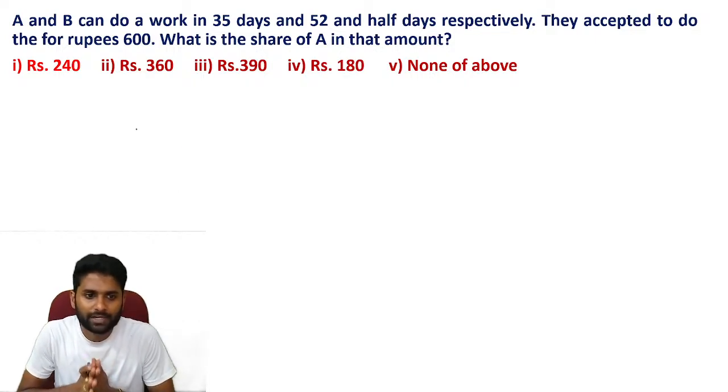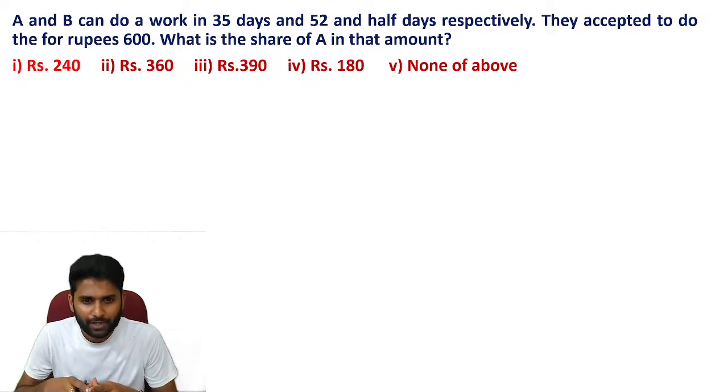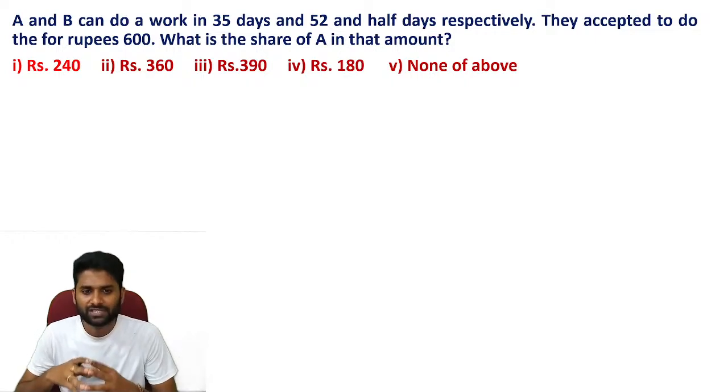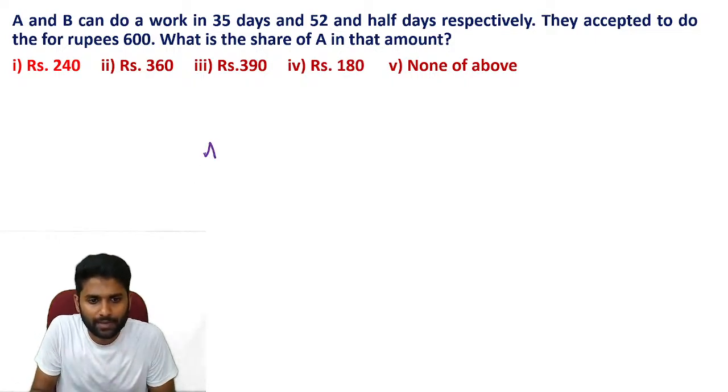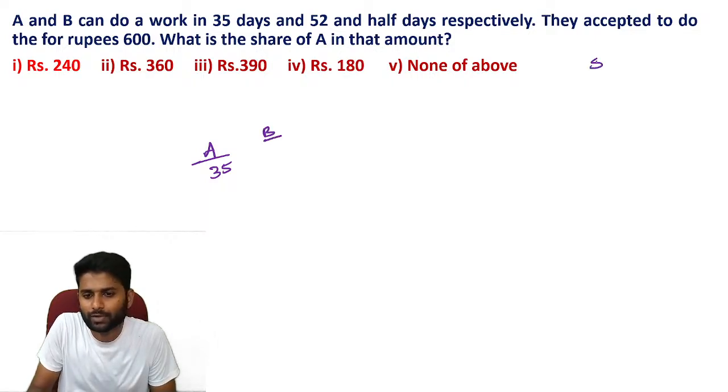A and B can do a work in 35 days and 52 and a half days respectively. They agreed to do it for rupees 600. What is the share of A in that amount? A takes 35 days, B takes 52 and a half days, so the ratio is 35 to 105 by 2.